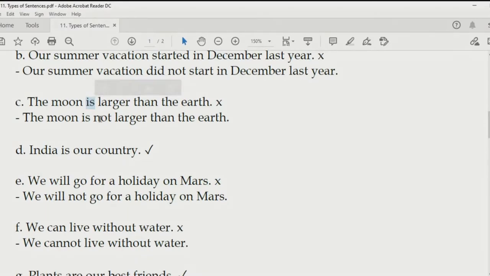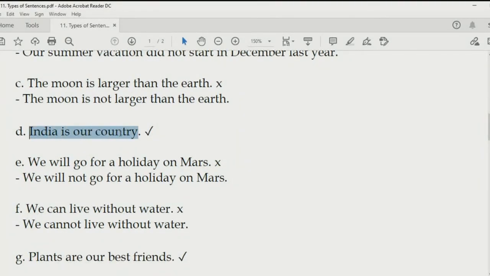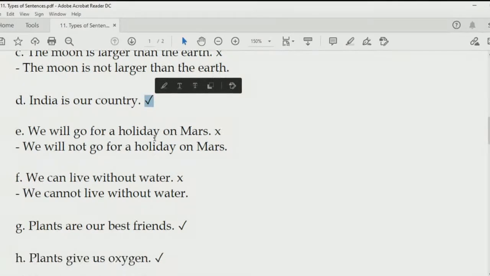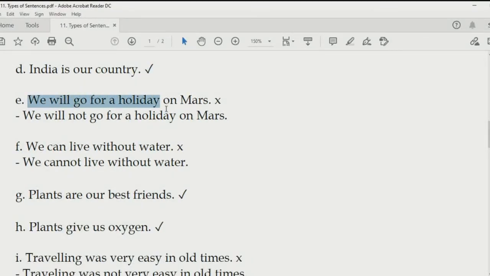Is. Next one, India is a country. Very easy, this is a true sentence, so we have put a tick mark. We will go for a holiday on Mars. Mars is a different planet. It is not an easy thing to go for a holiday, that too on another planet. So this is untrue. How are we going to correct this? We will not go for a holiday on Mars. This is also a very simple answer.